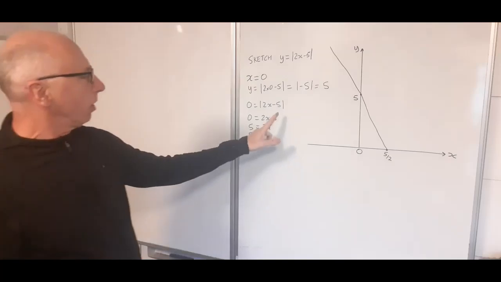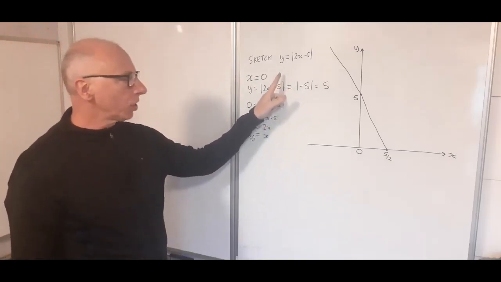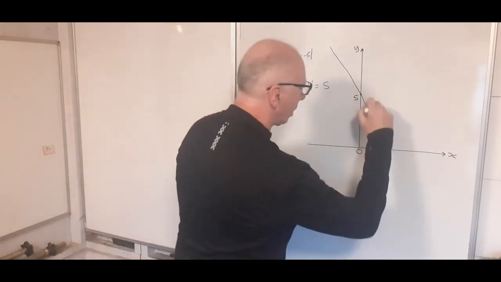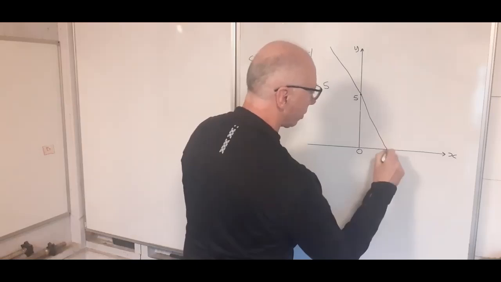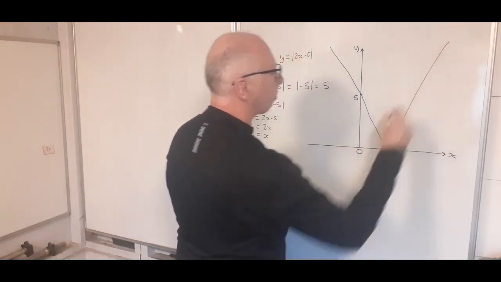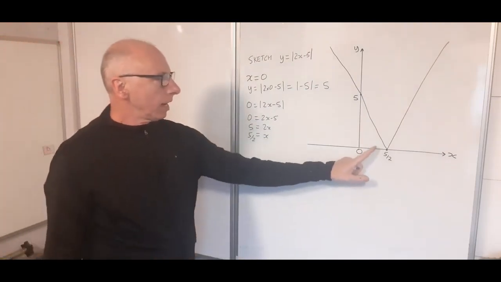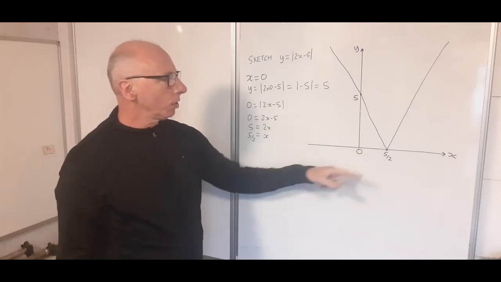And then what happens with the modulus function is it's reflected in this point here, which is the peak at the bottom. So it would be reflected across, so it could go somewhere like that. That's a bit straighter, isn't it? So there we go. So we've got 5 over 2.